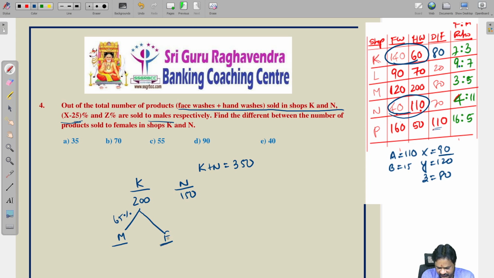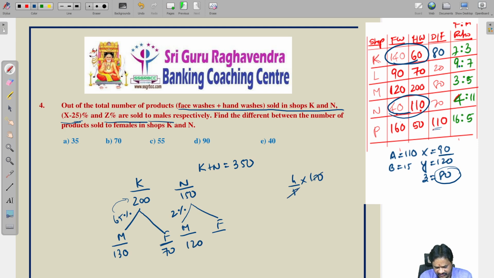Remaining are sold to females. So, 65% of 200 is 130. 130 are sold to males. Remaining 70 are sold to females. Coming to N, Z% are sold to males, remaining females. Z% means 80. So, 80% of 150, that is 120. Out of 150, 120 are sold to males, remaining 30 are sold to females.